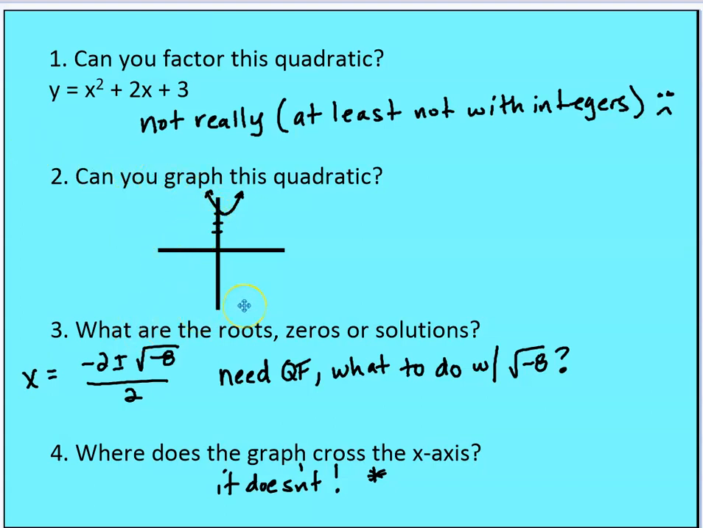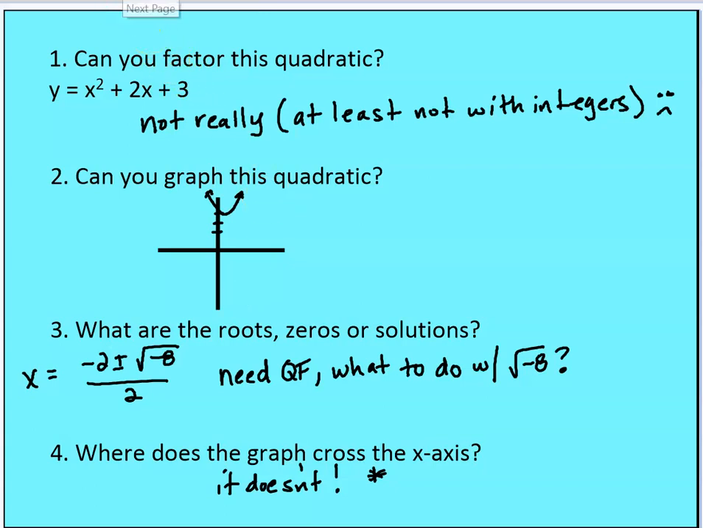If you wanted to find the roots, zeros, or solutions, you need to use the quadratic formula, but you're going to end up with the square root of -8. So the question is, what is really the roots, zeros, or solutions? And how do we represent the square root of -8? And then where does the graph cross the x-axis? And the answer is it doesn't.